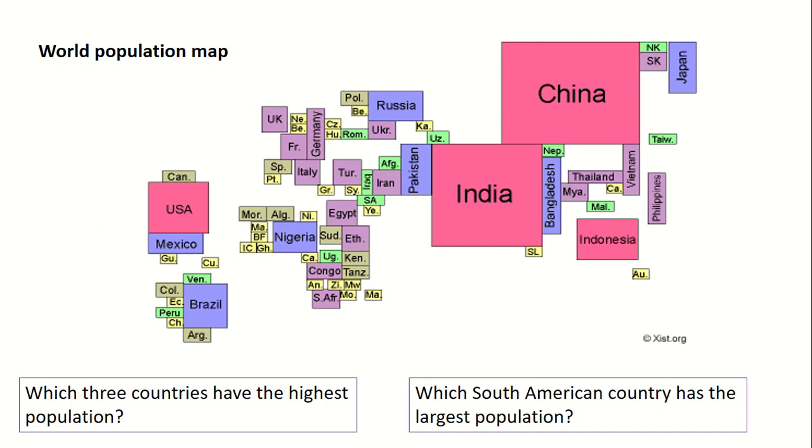Okay, so hopefully you've worked out the 3 largest countries on there. I would go for China, India, and the USA. You could also have had Indonesia, they do look very similar. And the largest South American country is down here. And on the map there, you can clearly see that Brazil is by far and away the largest country.